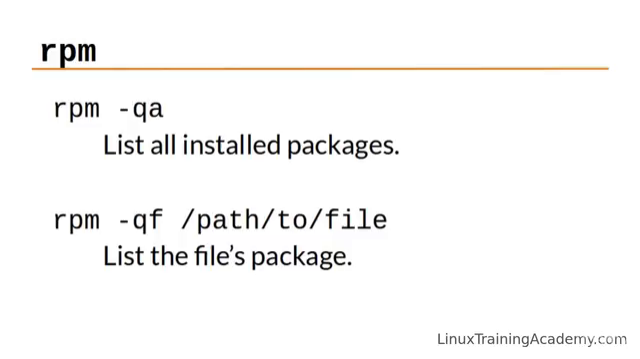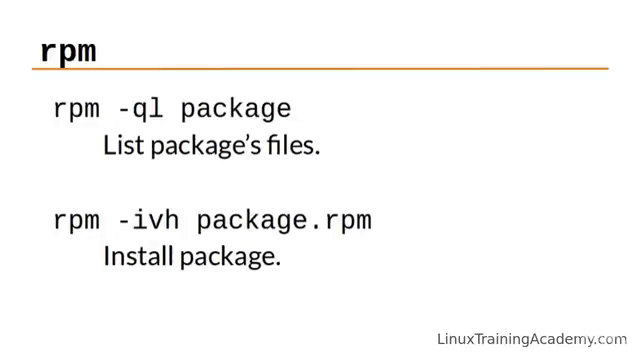In addition to the yum command, you can also use the rpm command to interact with the package manager. rpm -qa lists all the installed packages. rpm -qf with a path to a file will tell you what package that file belongs to. Using rpm -ql and a package name will list all the files that belong to that particular package.